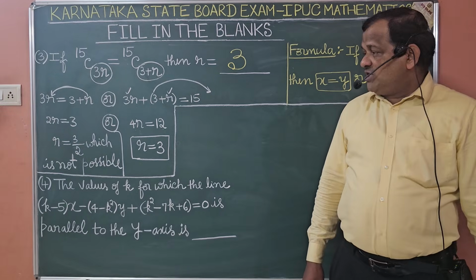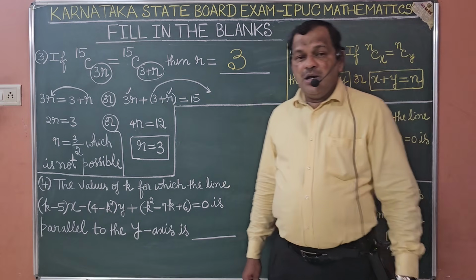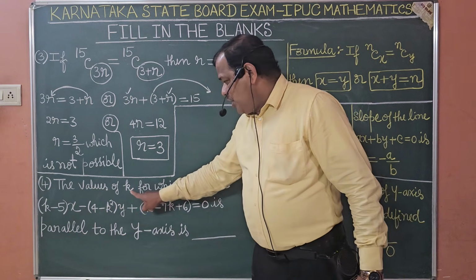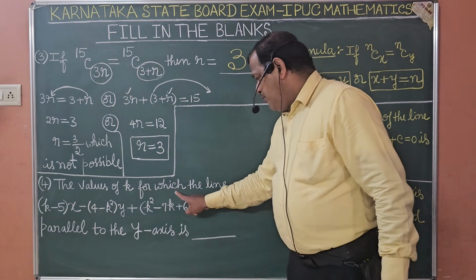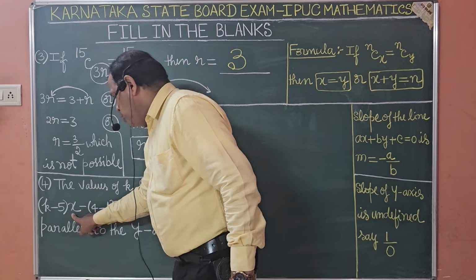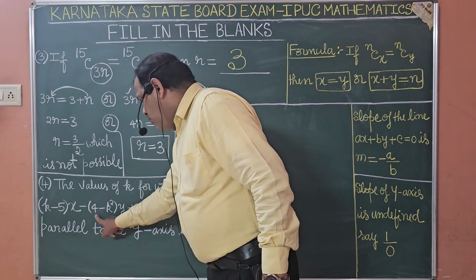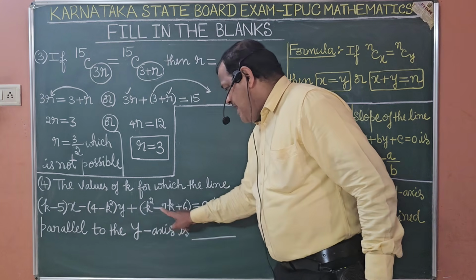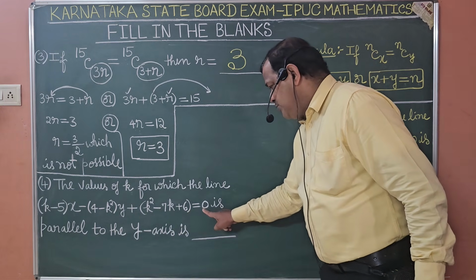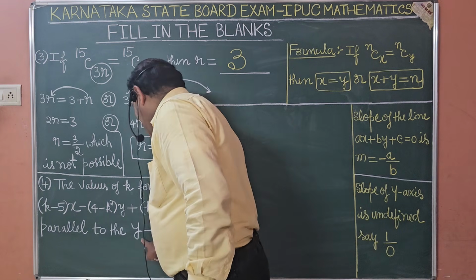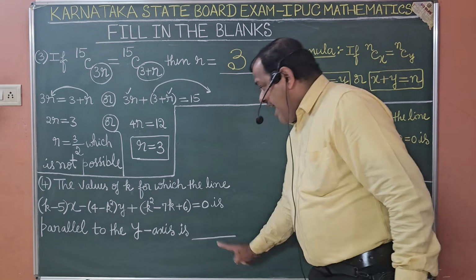Here is the fourth fill in the blank from straight lines chapter. Kindly go through the values of k for which the line (k minus 5)x minus (4 minus k squared)y plus k squared minus 7k plus 6 equal to 0 is parallel to the y-axis is dash.